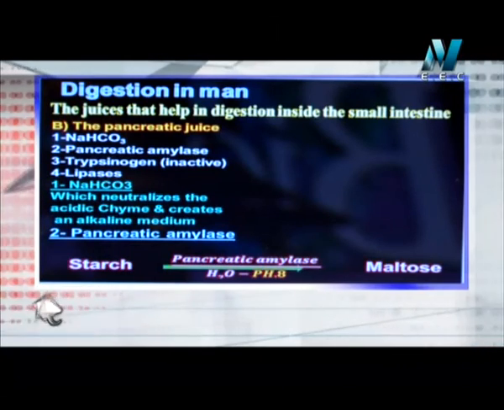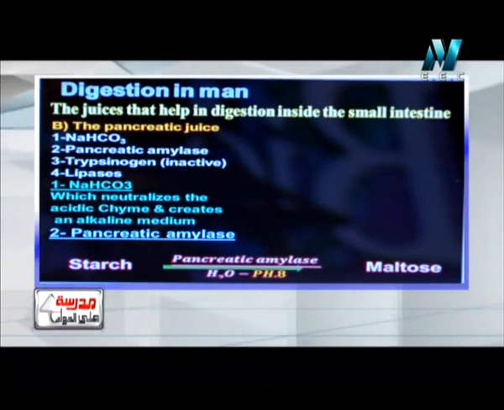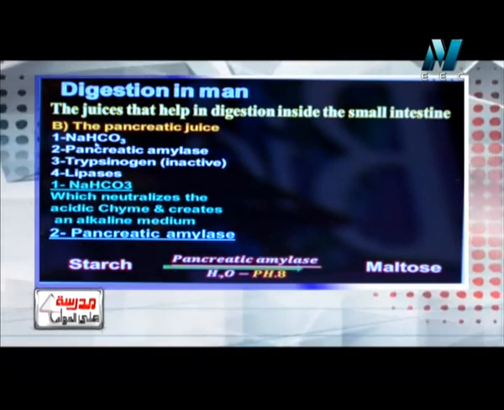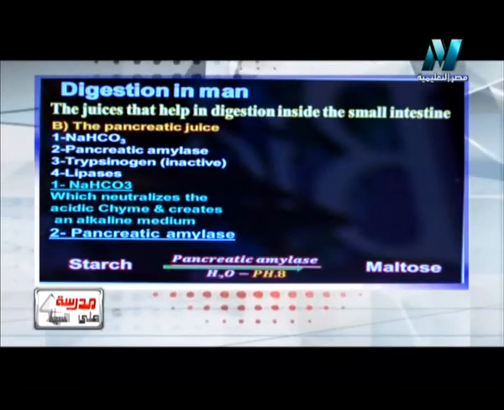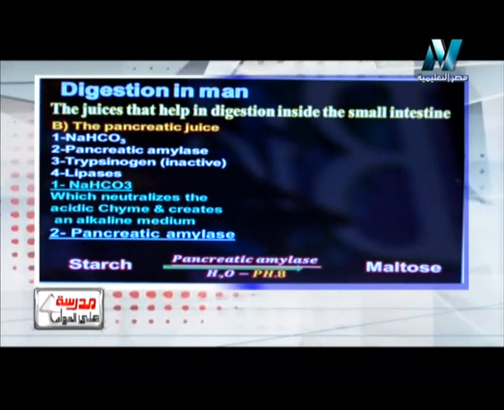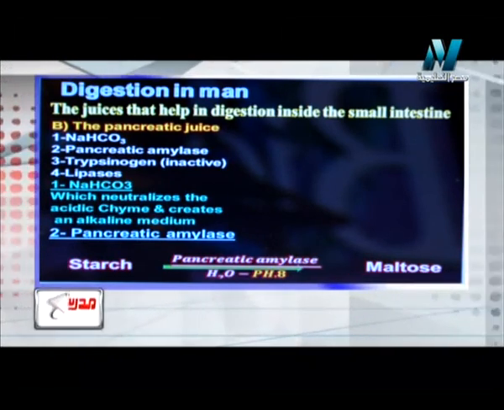But also the pancreatic juice contains NaHCO3, or sodium bicarbonate. The sodium bicarbonate is a strong alkaline substance that neutralizes the acidic medium and makes the medium weak alkaline.